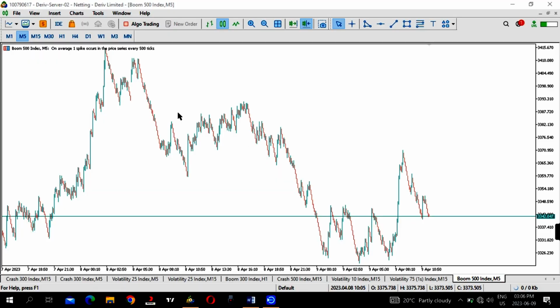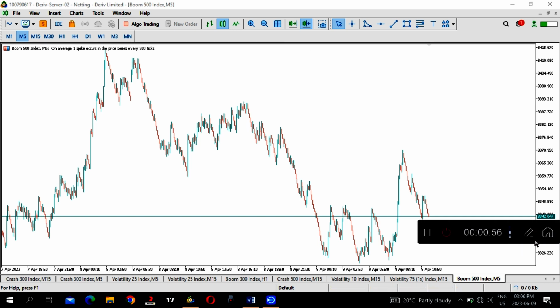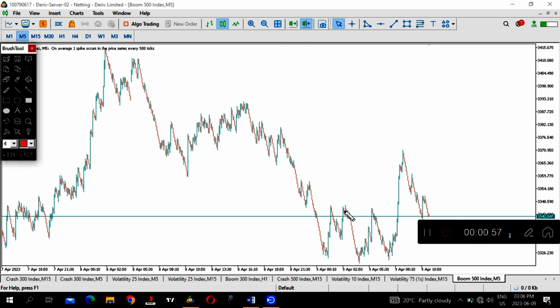So the first tip that I'm going to be sharing with you is after every consolidation, right? When I say consolidation, I mean even this, I consider this a small consolidation. This over here is a consolidation. That's a consolidation over here. So you have to know that after every consolidation, there's a big move coming.